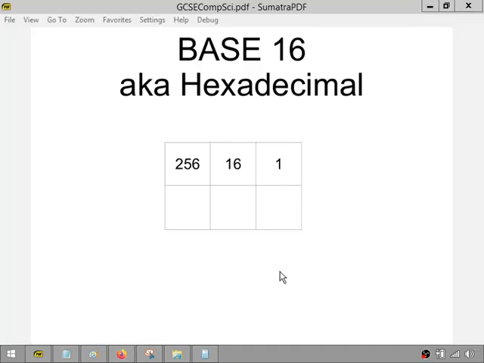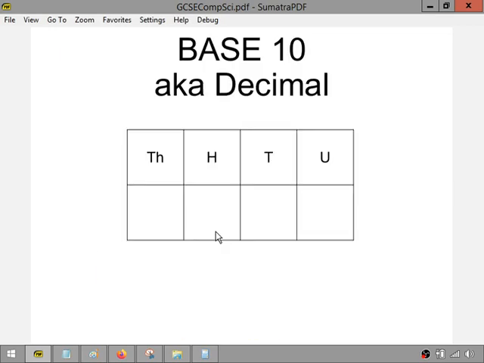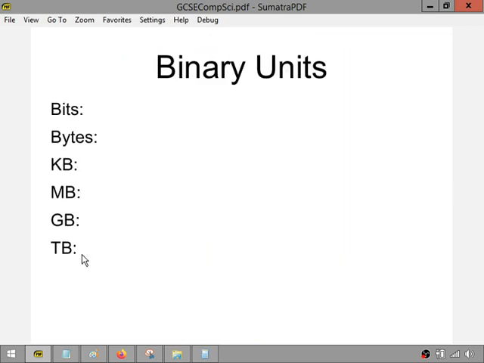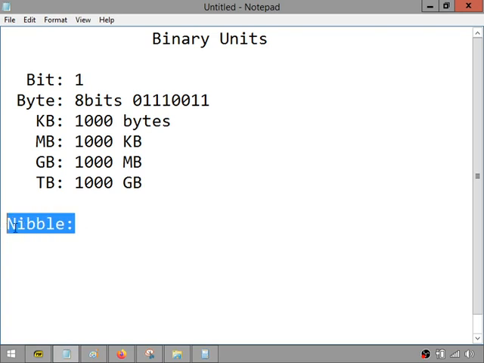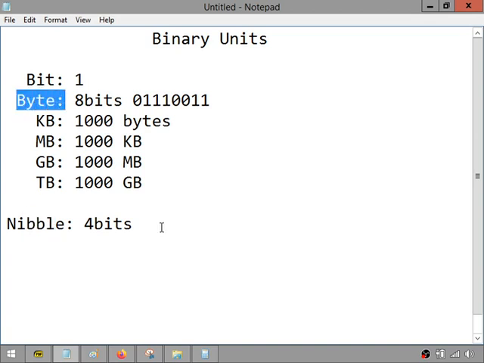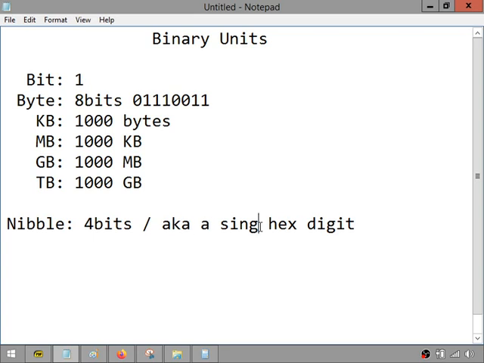So one last thing that you should be aware of before we go, and I was waiting until the end of this video before telling you about this. Going back up to binary units, there is one more unit that I didn't mention, and it is called a nibble, which is only 4 bits. And there must have been some kind of programming joke going on when they called it a nibble, because a nibble is just half of a byte. So that's just 4 bits, aka a single hex digit.